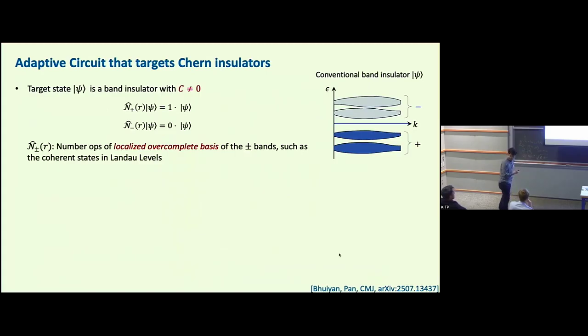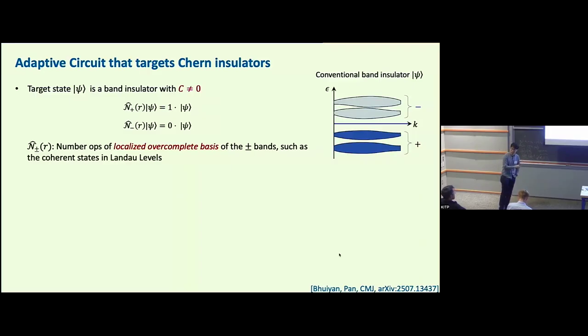Normally, you think about a state, for example the Chern insulator state, using some band structure. There are some bands that you want unfilled, I call them minus bands. Some bands you want filled, I call them plus bands. Instead of thinking about momentum space, I want a real space picture for these states. And these n plus are basically number operators in these bands. I want them to be spatially localized.